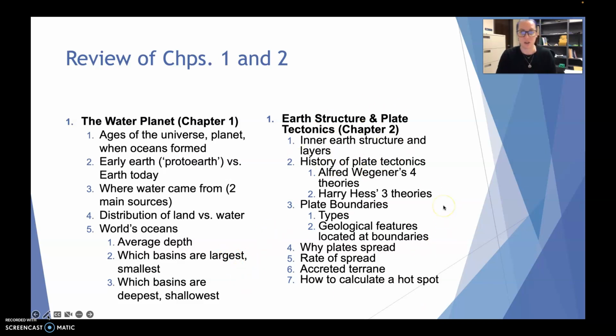And then going into plate tectonic theory, the biggest question you're going to have, especially on your exam, is a short answer question on the history of plate tectonics. And then, of course, the three plate boundary types and the features located at those boundaries. And then what we just finished today, which is how to calculate a hotspot. Also, recall that your book does not go into accreted terrain or why that's important, but we did go through that in class, so please make sure that you understand that as well. That will also be another short answer question on the exam.